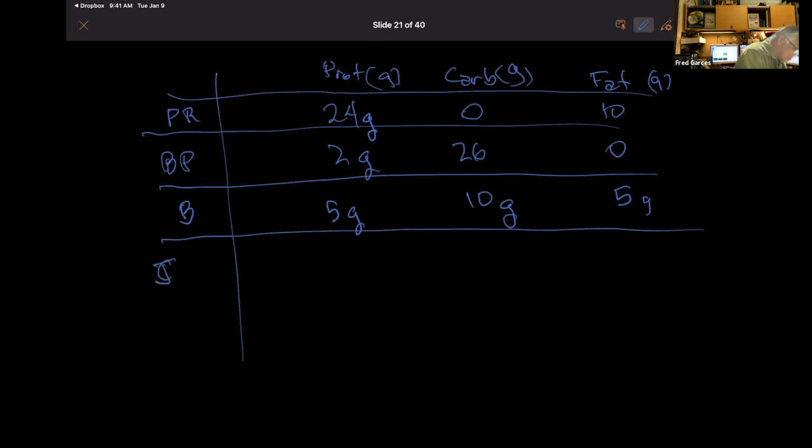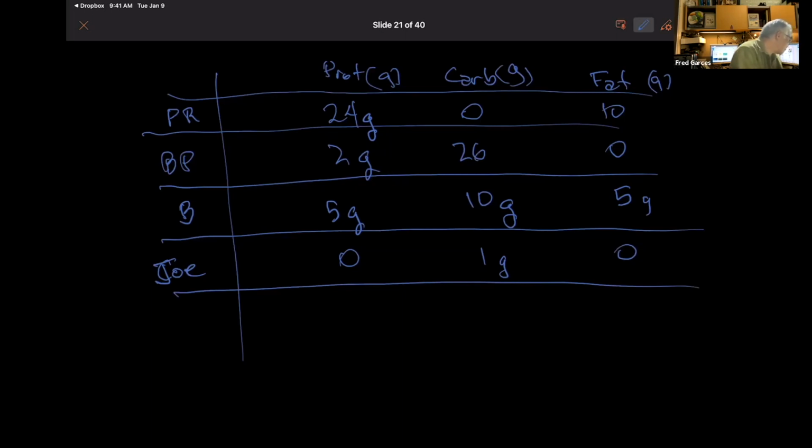Joe. 0 grams of protein, 1 gram of carbs, and 0 grams of fat. And then I also have, wow, this is quite a meal. Makes me hungry for dinner. A piece of carrot cake with cream cheese icing, 5 grams of protein. I've got 53 grams of carbs, and I've got 30 grams of fat. And the question is, how many calories?